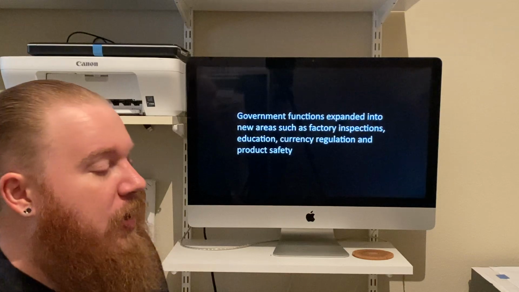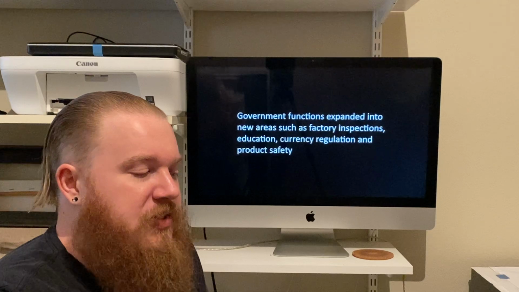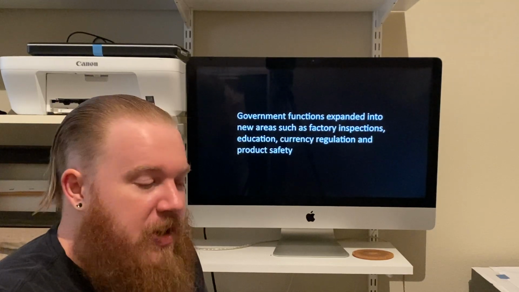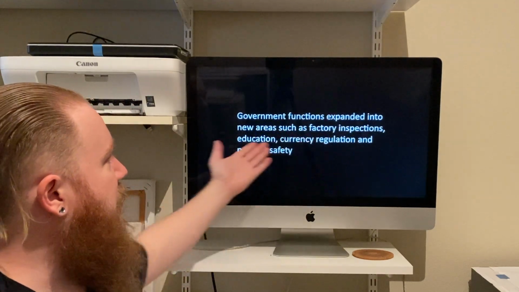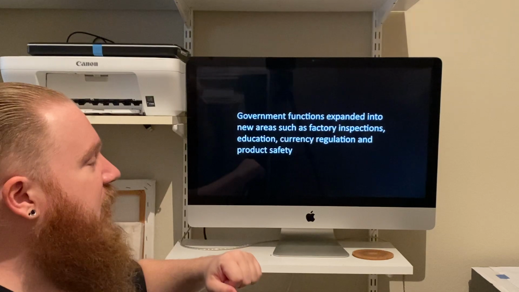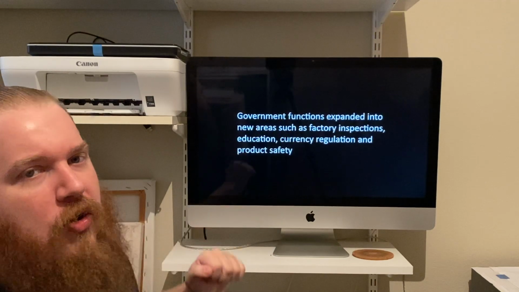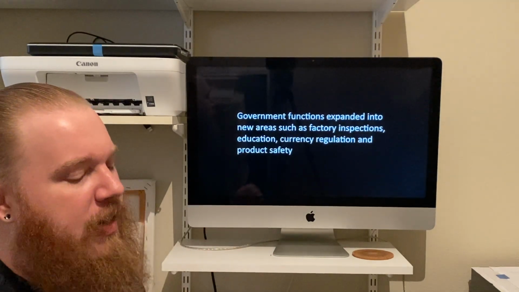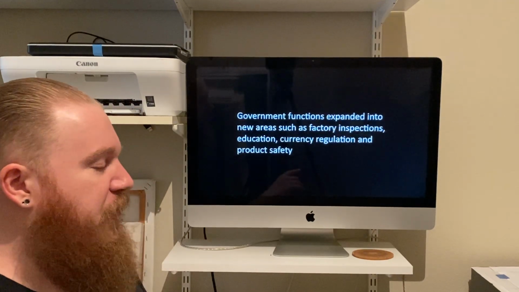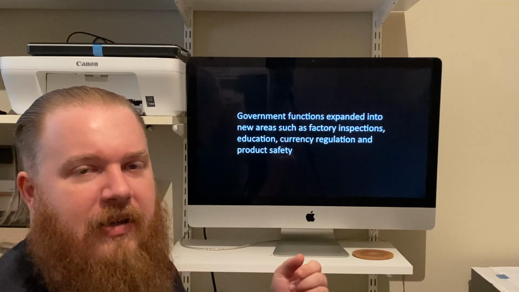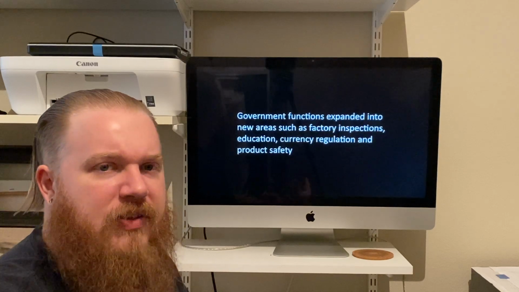Now, it's during this time that we also see government functions expanding into new areas such as factory inspections, education, currency regulation, as well as product safety. So, in particular, with factory inspections and things like that, we start to see the end of child labor. There was a great book called The Jungle by Upton Sinclair, in which they went in undercover in the Chicago meatpacking industry and found out that if somebody's finger got cut off on the line, it just got ground into hamburger, and who cares? So they're helping to create safety and health concerns.